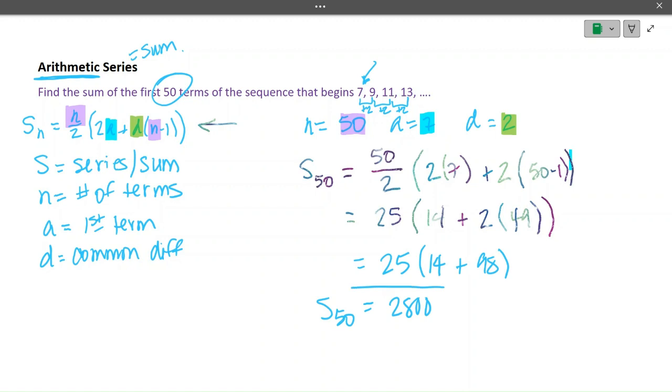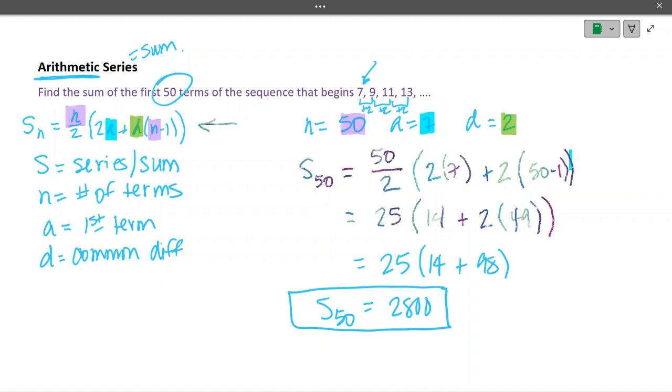So if I were to add all 50 of the terms up, starting with the first term, which is 7, and I added the first 50 terms up, I would get a sum or a series of 2,800. Okay, that's how you do that one.